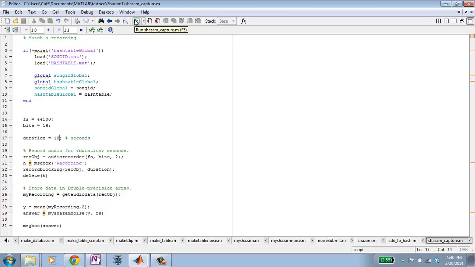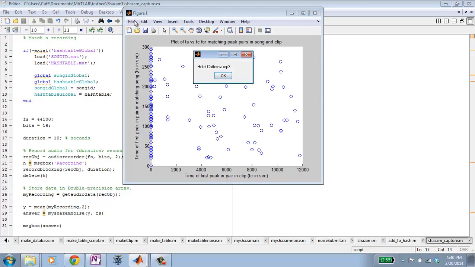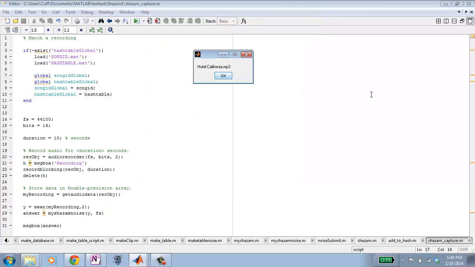We know this song, right? Hotel California. So I'm going to run this. It's going to record for 10 seconds, and then it's going to try to guess the song. It's just loading in the files right now. Just wait a minute. There we go. I got it. Whew.